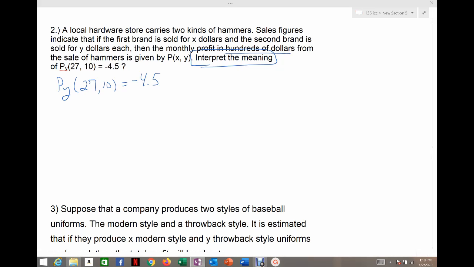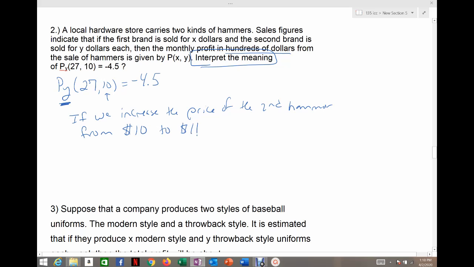And so what's happening here is what's changing, what's being held constant, at what level, and how is it affecting my overall function. Well, it's the Y value that's changing. The Y value is the 10, which represents the second brand. So if we increase the price of the second hammer from $10 to $1 more, we were selling at 10, but we're going to increase it to 11.